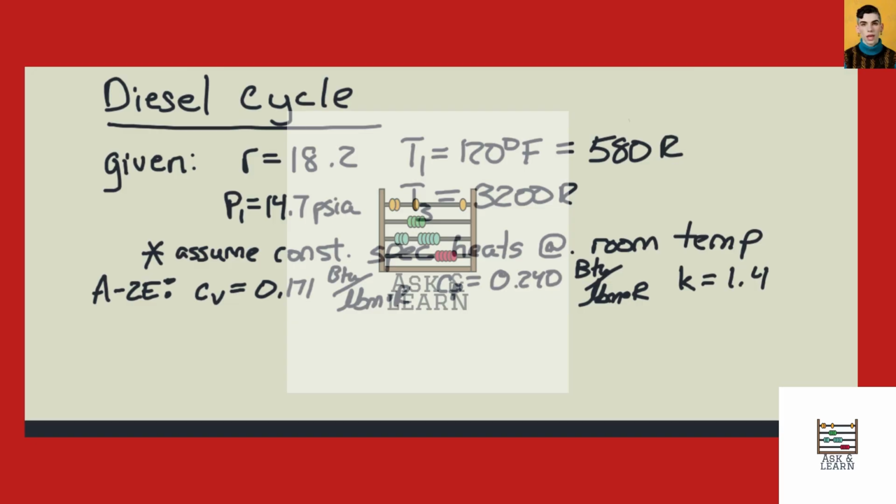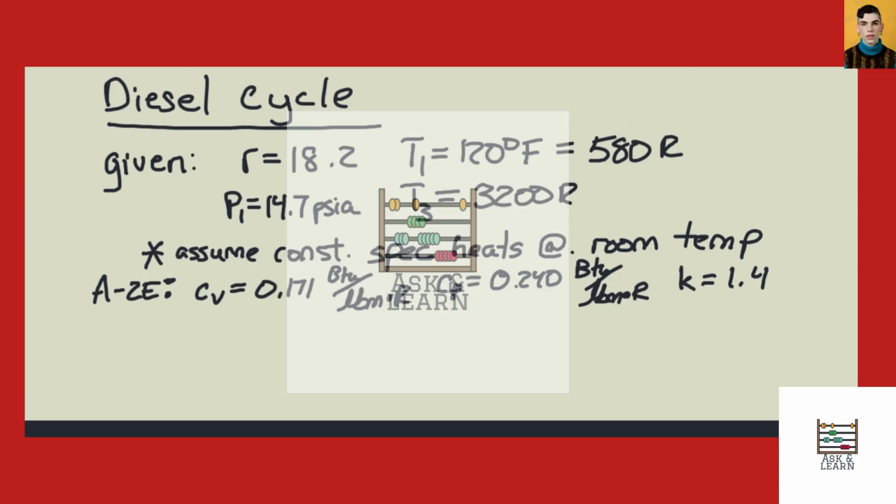Okay, we have a problem for a diesel engine cycle here, and we're given a compression ratio of 18.2, a temperature at state 1 of 100 degrees Fahrenheit, which we convert to 580 Rankine, a pressure at state 1 of 14.7 psi absolute, and a temperature at the end of the heat addition process, which would be at state 3, equal to 3200 Rankine. We're also told to assume constant specific heats at room temperature for air.